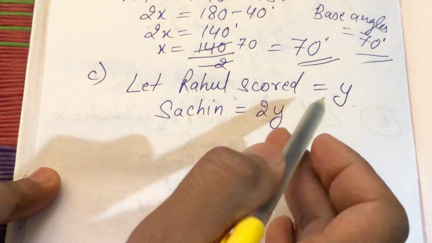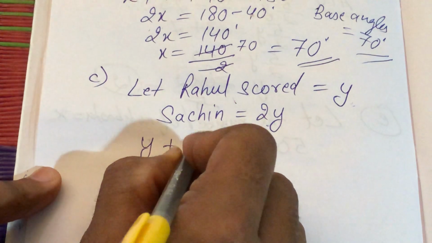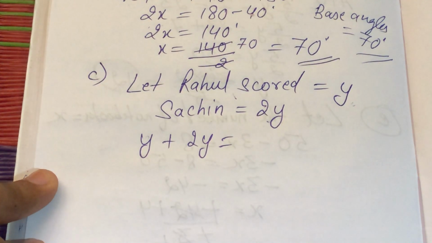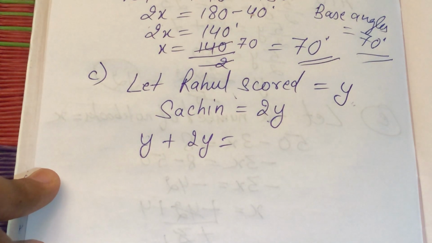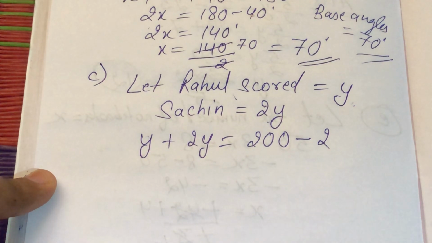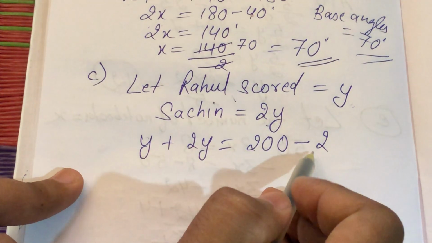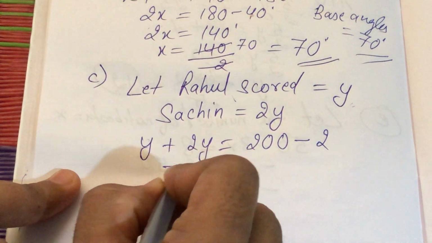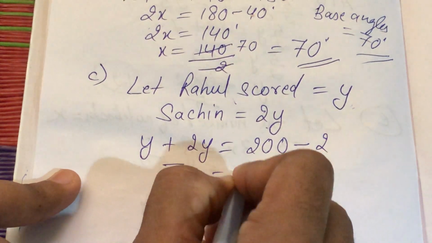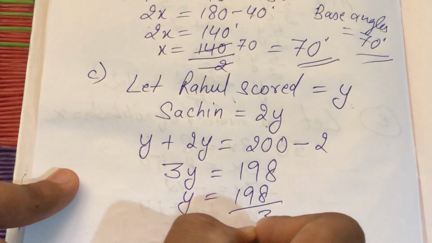And together means the sum of both, y plus 2y. How much did they score? 2 short of a double century, that is 2 less than 200. That means 200 minus 2. So y plus 2y is 3y, which equals 198. Y equals 198 divided by 3.